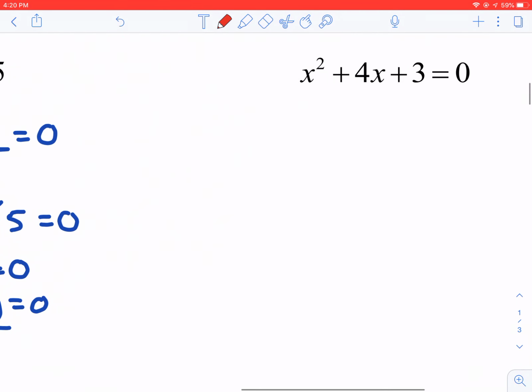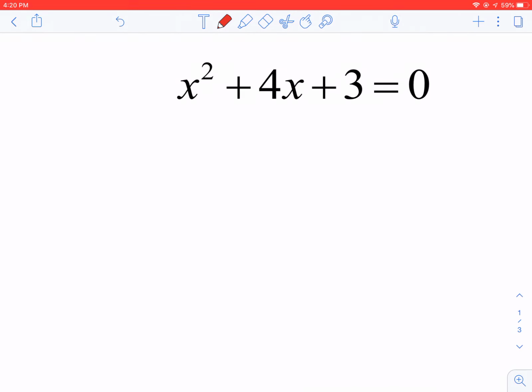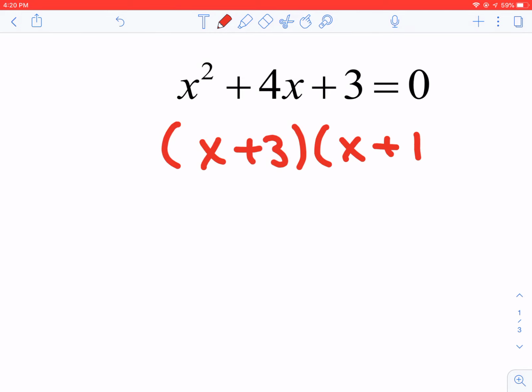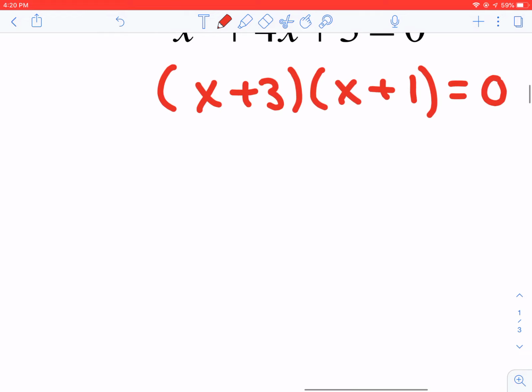And lastly, this one, it's a trinomial. What multiplies to 3 and adds to 4? Well, 3 times 1 is 3, and 3 plus 1 equals 4, so that's how it factors. Tee it off, we get x equals -3, x equals -1.